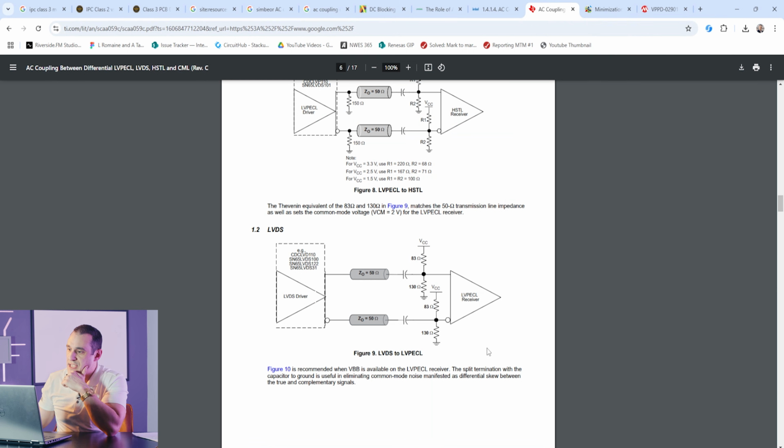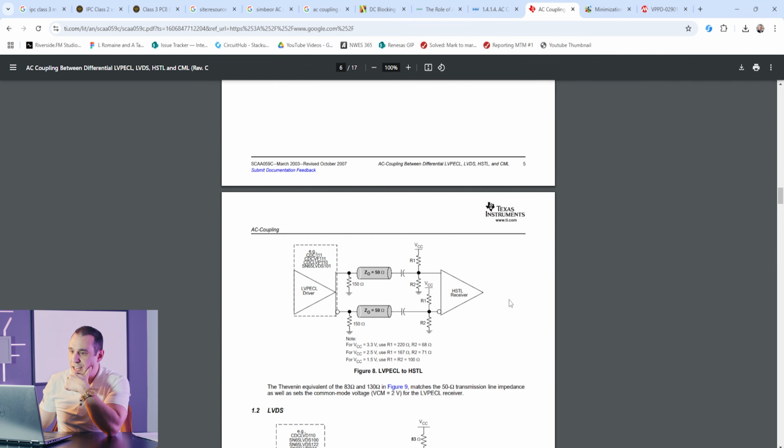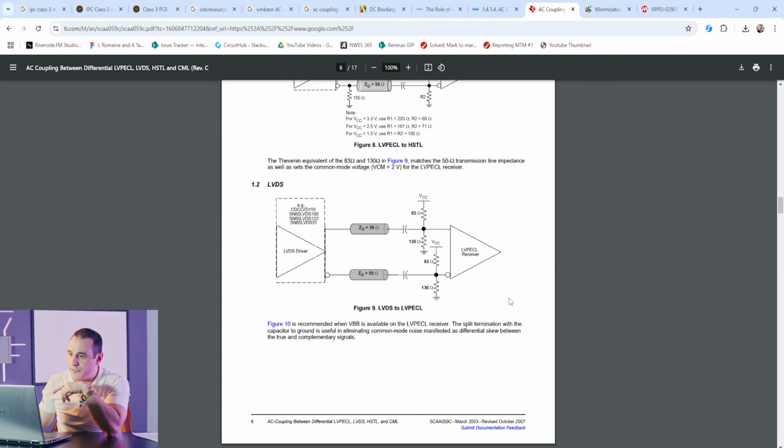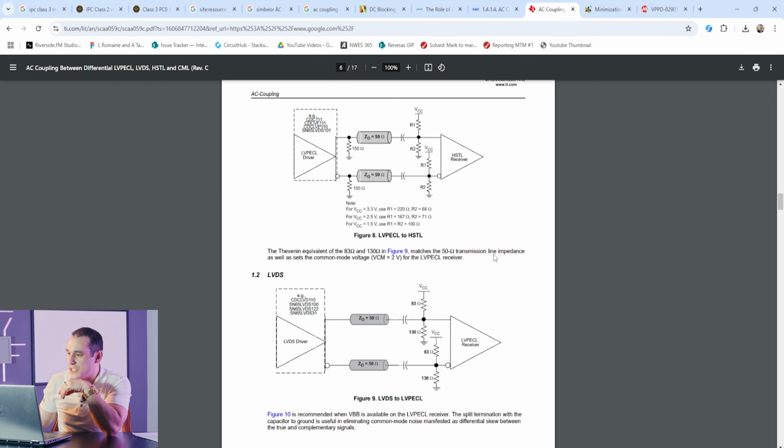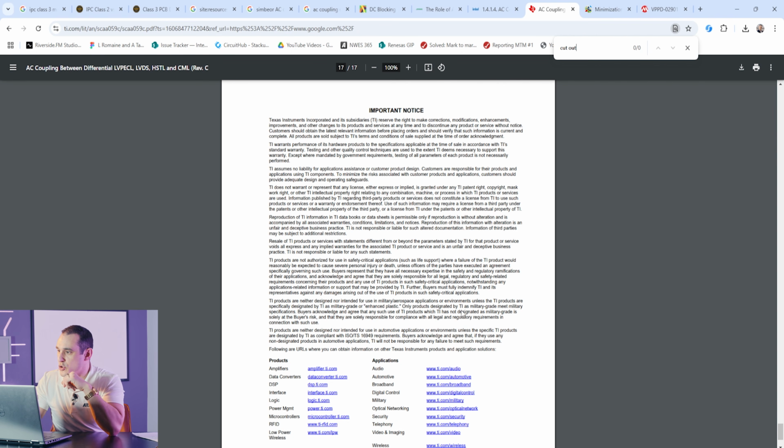Let's see what Texas Instruments has to say. Texas Instruments has a pretty good guide here on AC coupling between LVDS, PECL, LVDS, and some other logic standards. And you can see here in these graphics that they're essentially telling you to place the AC coupling caps at the receive end of these links. So they're saying the same thing. However, if you just Control F your way through this data sheet and try to find anything related to a cutout, they don't say anything. There's no mention of a cutout at all in this data sheet. So again, some incomplete guidance here from Texas Instruments.